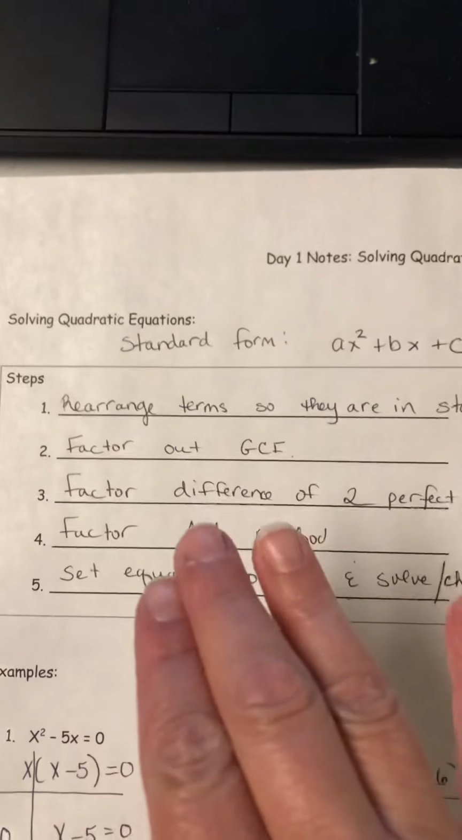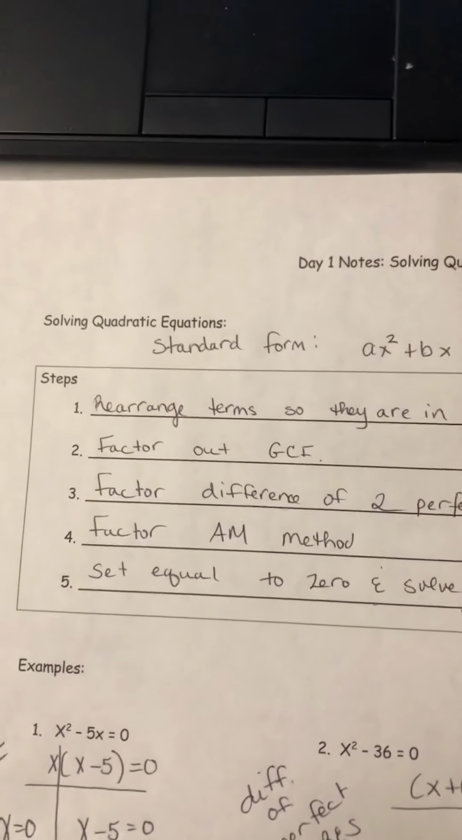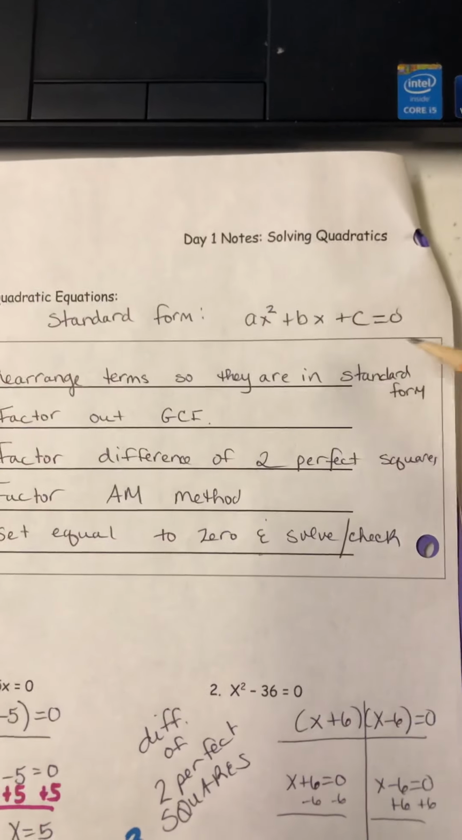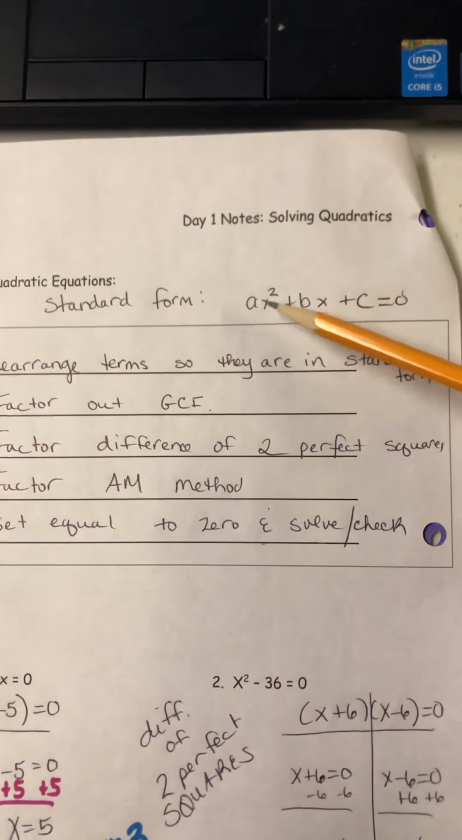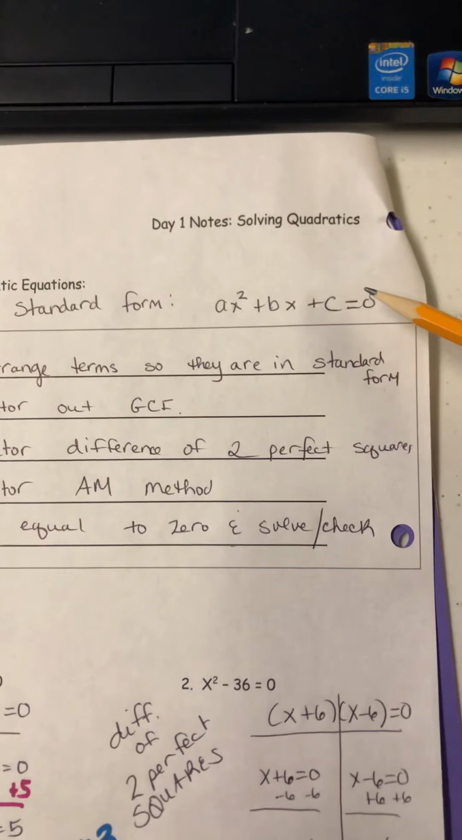You want to make sure your terms are in order. So first thing, rearrange the terms so they are in standard form. Now, if you forgot what standard form was from the fall, standard form takes the highest exponent written first and then down a step till there's no exponents.